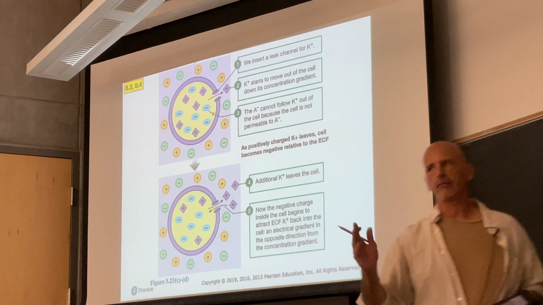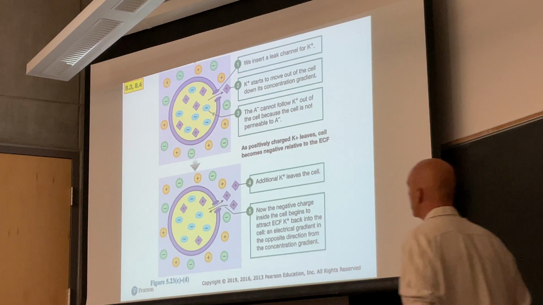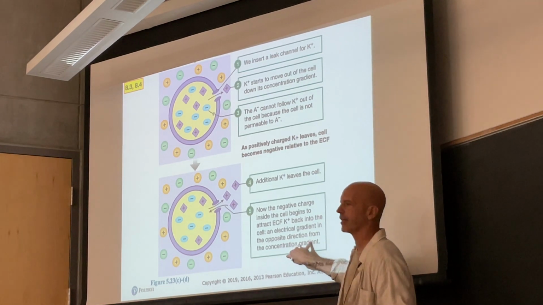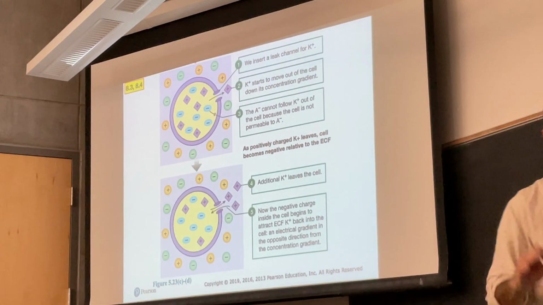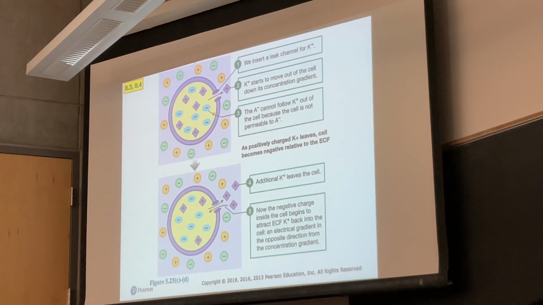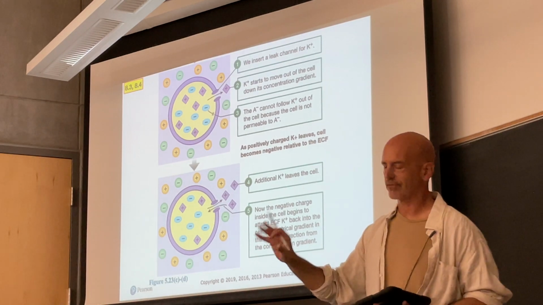But at a certain point, this is where the analogy stops. The potassium's leaving, a negative charge develops on the inside, and it only flows out so much. So at some point, the electrical gradient is in the opposite direction of the concentration gradient. And at some point, it's going to reach so-called equilibrium, where the electrical pull is exactly in opposition to the concentration pull. Everybody with me so far? This is what we're talking about.